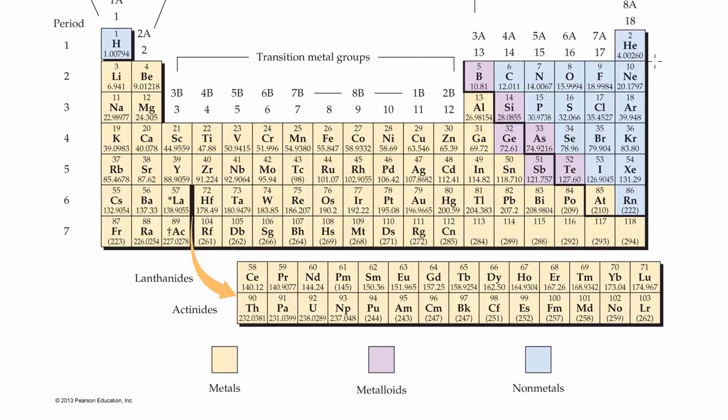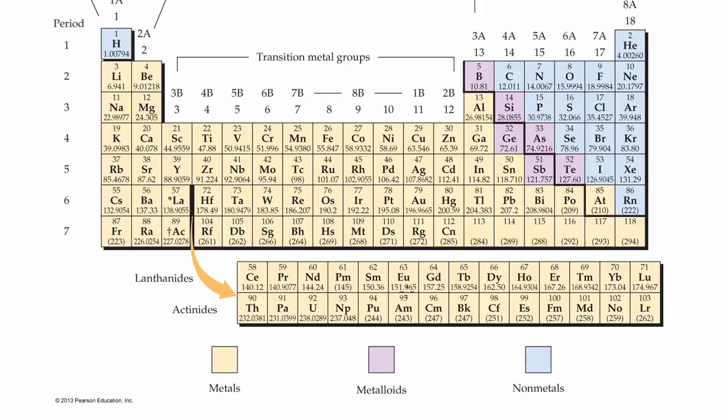In period 1, there are 2 elements. Periods 2 and 3 contain 8 elements. Periods 4 and 5 each contain 18 elements. And the 6th and the 7th period contain 32 elements.